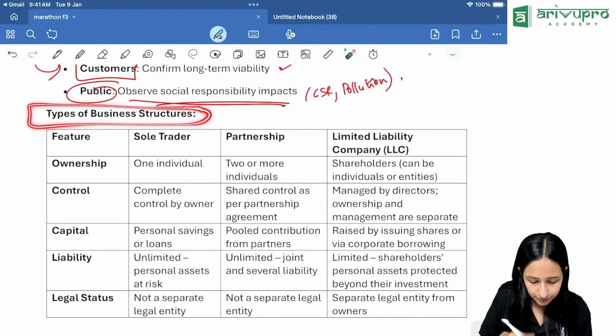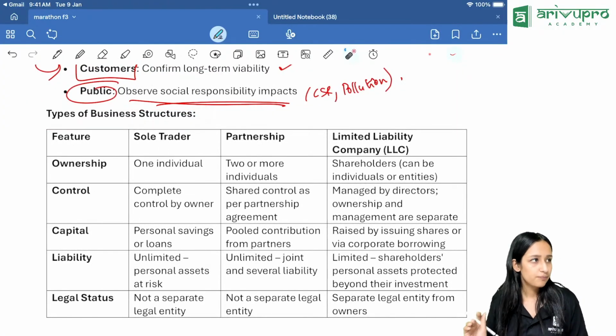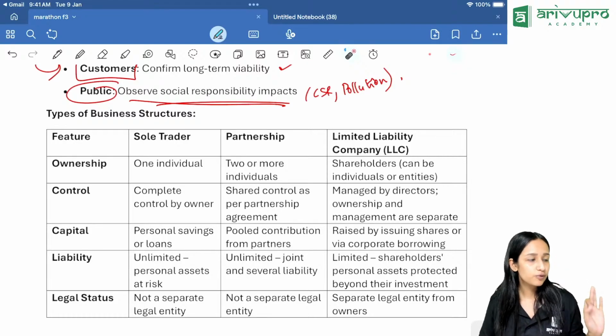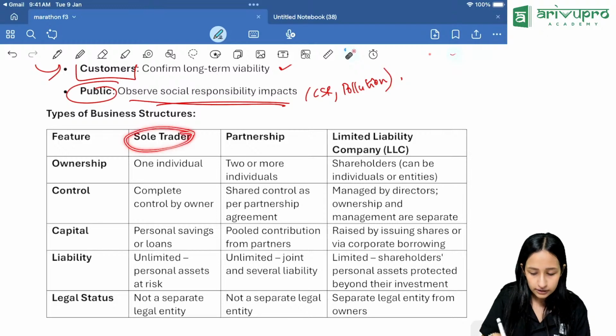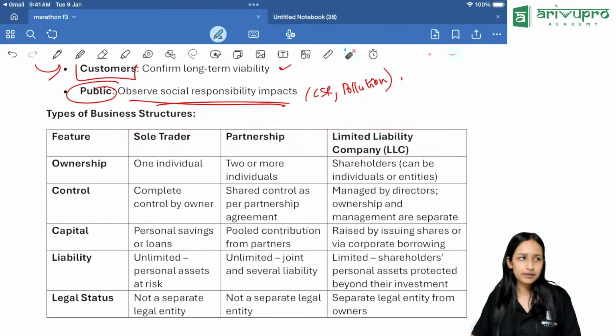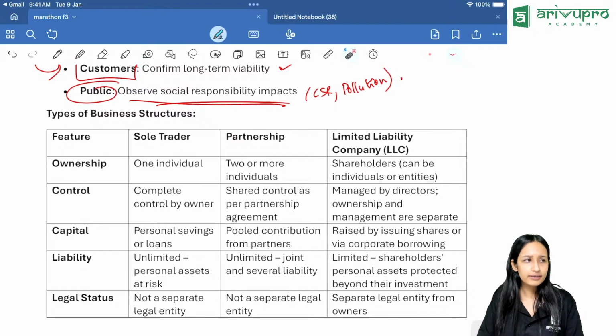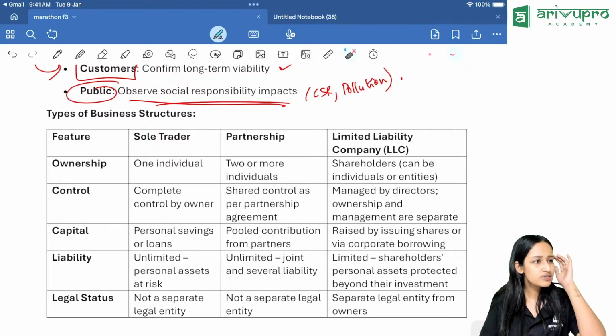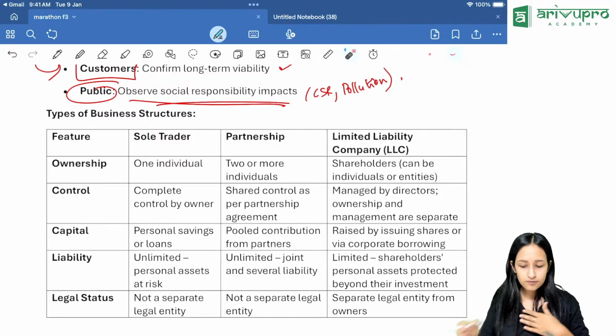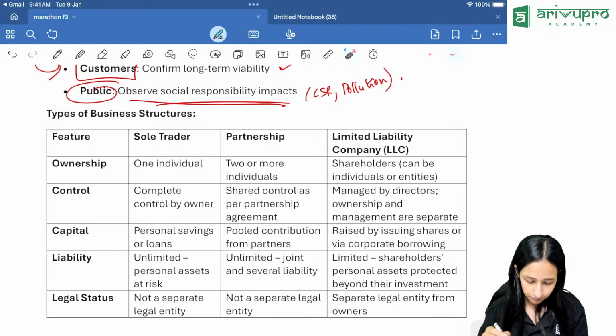Next part of the chapter is types of business structure. Now, there are three types that we will be learning in FA. Okay, sole trader, partnership, and limited liability company. Now, this is a very simple topic which we would have learned in 10th, 11th, and 12th. And if you are in degree, then you would have learned it there as well. Okay, so there's not much explaining that we can do with this. So we'll just skim through it, so we can focus a little more on important topics later.